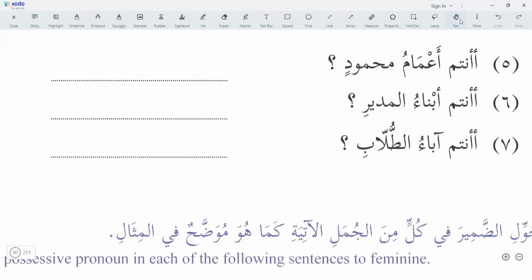Antunna ummahatut talibat. Tullab will change into talibat. Okay, only this will change. The mudaf ilayhi won't change. Okay, so time is over. Sorry, sir, I messed it up. No problem. Inshallah, tomorrow we will continue the lesson.